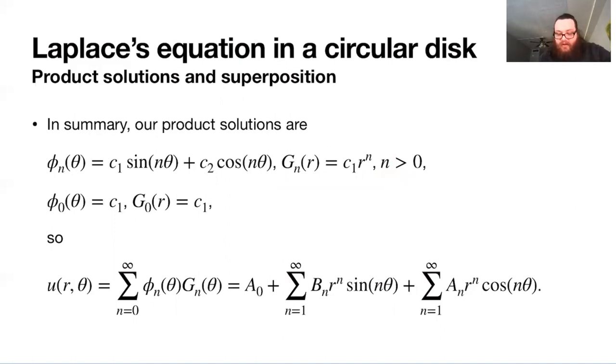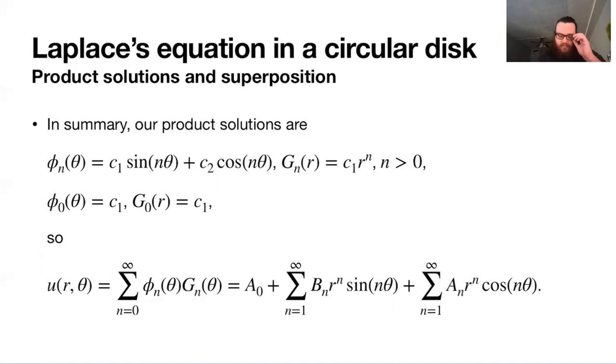The other case we had to deal with was when n is equal to 0, the zero eigenvalue. In that case, our theta piece, plugging in n equals 0, the sine goes to 0 and the cosine is 1, so you're just left with a constant. And the computation from the previous slide said that g sub 0 is also going to be a constant. Now when we apply the principle of superposition, we're just summing up all of these product solutions from n equals 0 up to infinity.